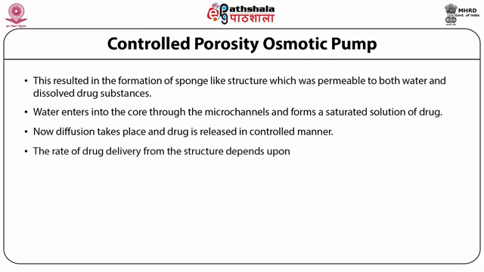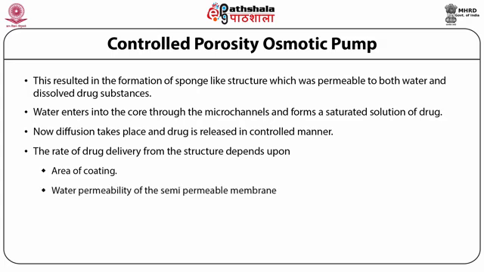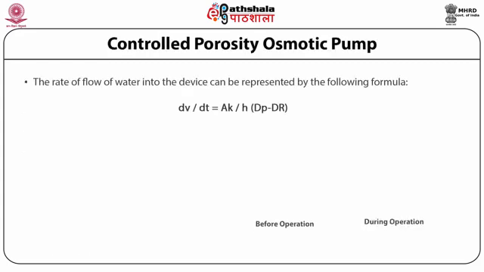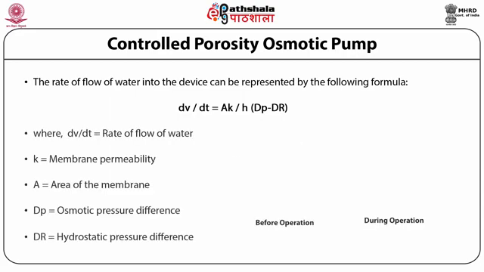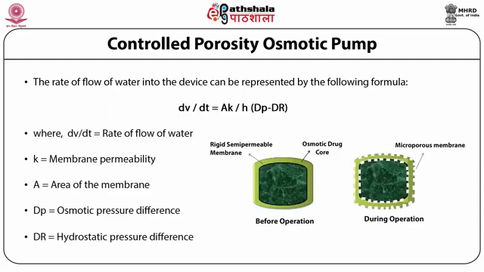Here the rate of drug delivery from the structure depends on the area of coating, the water permeability of the semi-permeable membrane, the osmotic pressure of the core formulation, and the thickness and total surface area as well. The rate of flow of water into the device is governed by the formula dV/dt = (AK/h)(dP - dπ). Here dV/dt is the rate of water flow, K is the permeability constant across the membrane, A is the area of the membrane, dP is the hydraulic pressure difference, and dπ is the osmotic pressure difference.